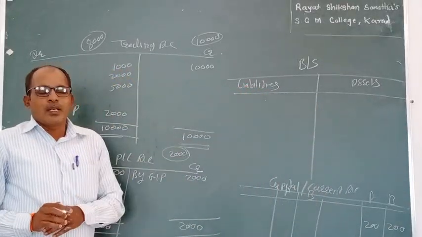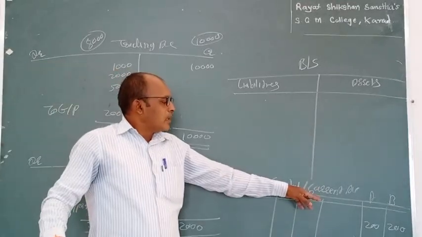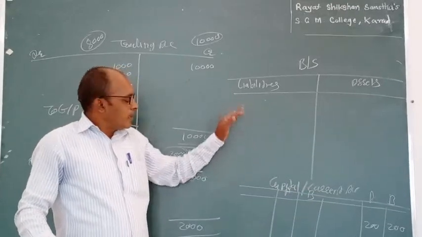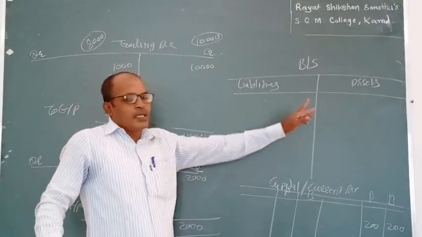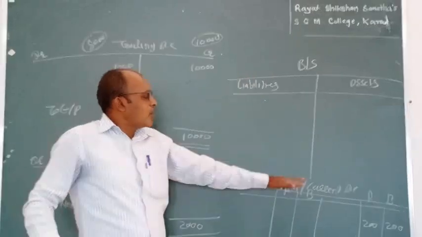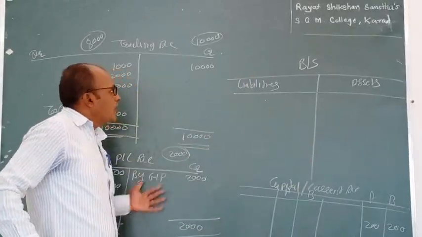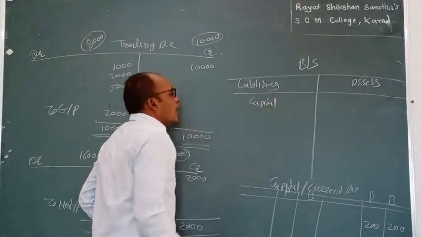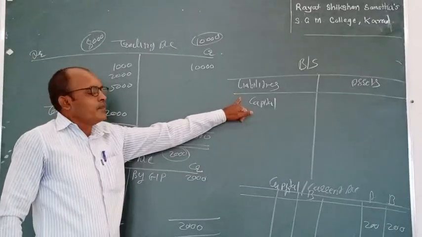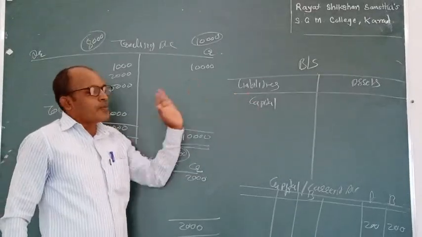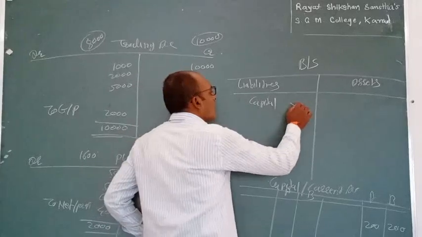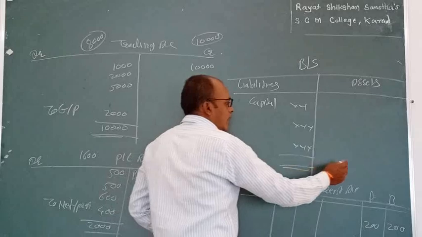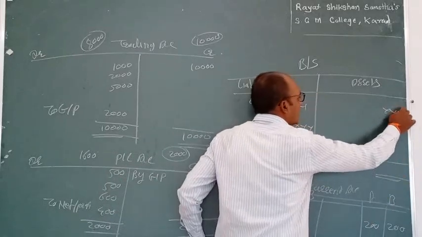Then close the capital or current account. If the result of capital or current account is a credit balance, it is recorded in liability side, and if it shows a debit balance, it is recorded in asset side. If capital or current account is not given, the amount of net profit is transferred to balance sheet. If net profit is added to capital, or if net loss is deducted from capital, then some amounts are in liability side and some amounts in asset side.